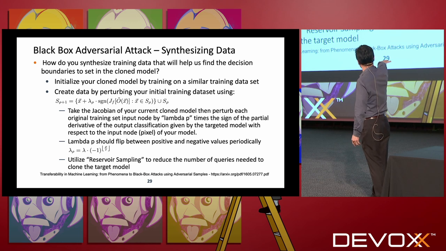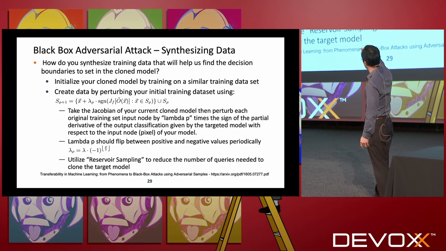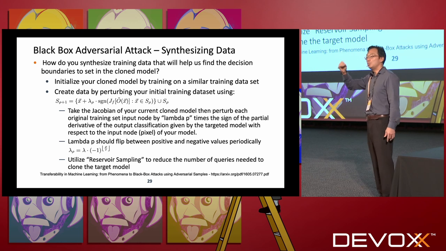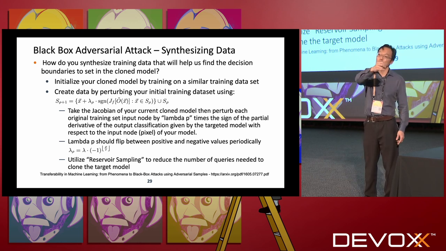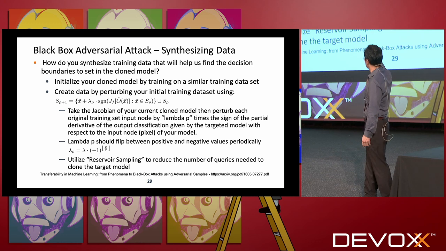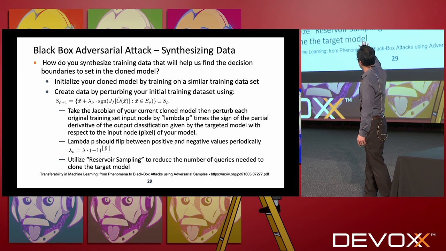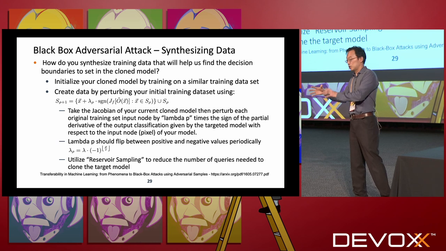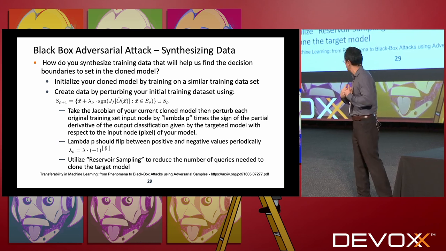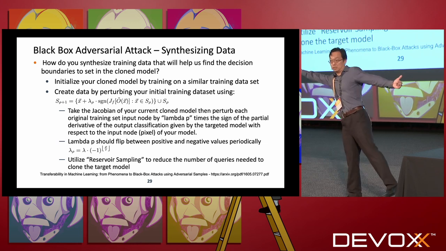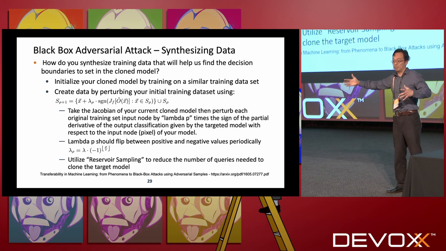But then you can start creating and manufacturing your own data set using this technique, highlighted in this paper, where you take your input and modify it by taking the sign of the output class you get when you pass this input to the target model, with respect to the input. Then you modify the input to move it in the direction of the target class on your system, and add that to your existing training data. So it kind of multiplies, and it gets better over time.